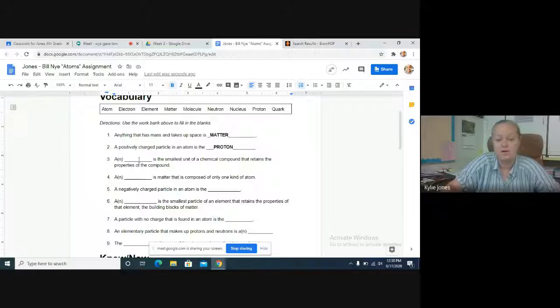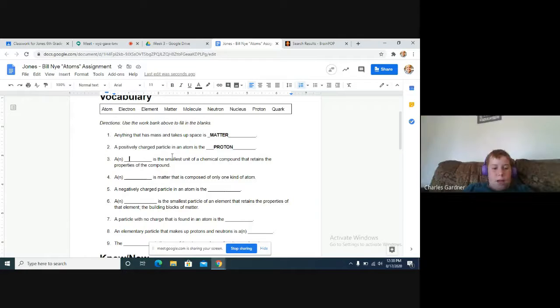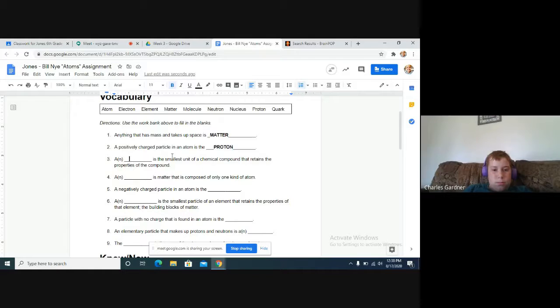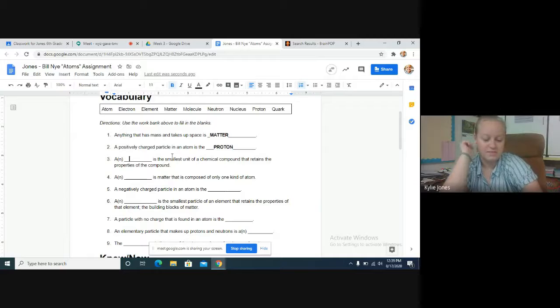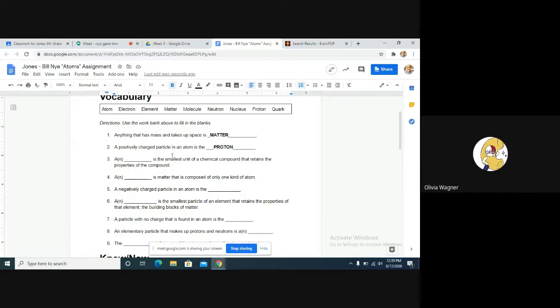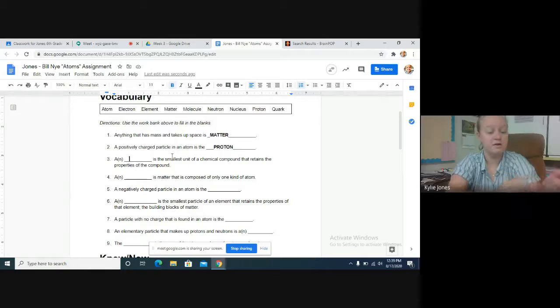Unit of a chemical compound that retains the properties of the compound? Element. Not element. What did everybody else do? I got it wrong. Molecule. I heard it. It's a molecule.